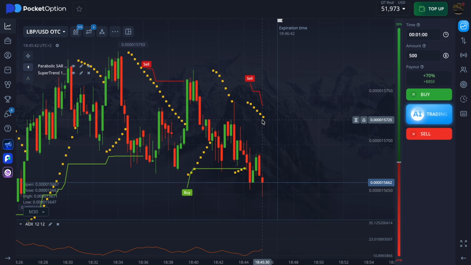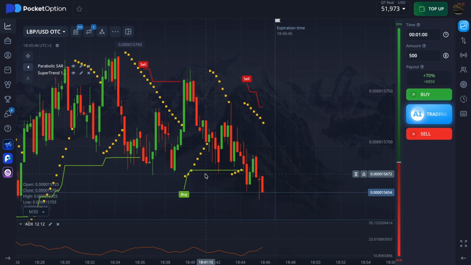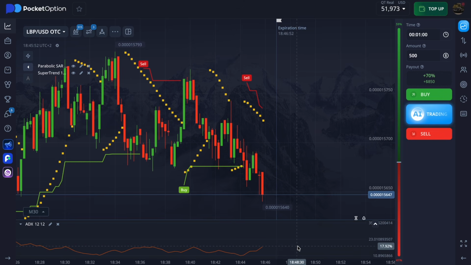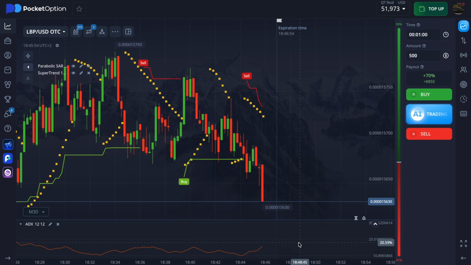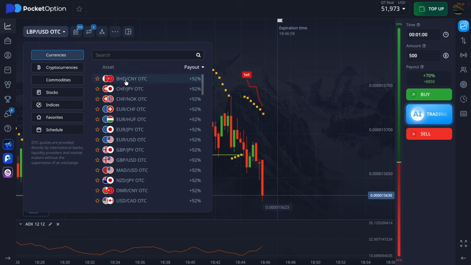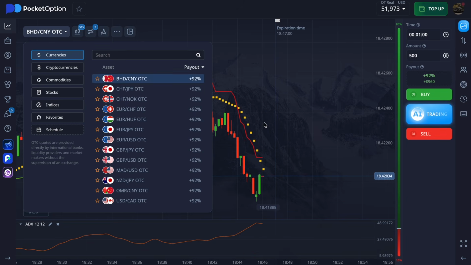Only in this case do I enter the trade. If I see a buy signal, the SAR indicator should be drawing its dots below the chart for me to enter the trade. Well, now I see that the movement is slowly gaining strength, but the value hasn't reached 20 yet, so I'll just change the currency pair and open something else.